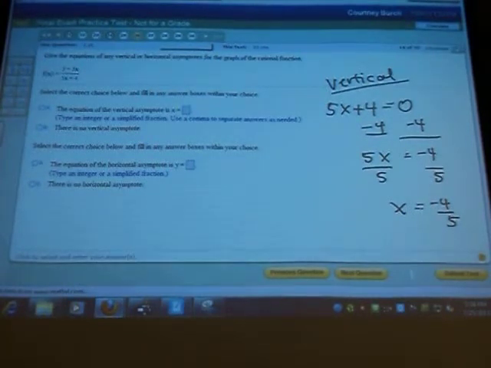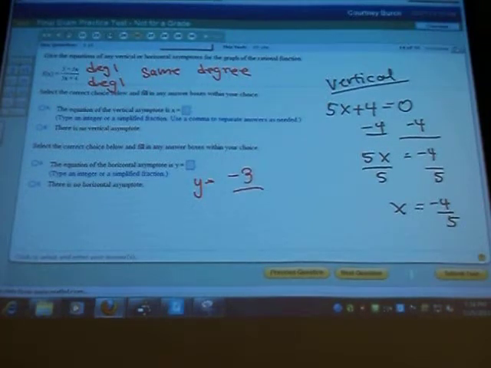Okay, for horizontal, I need to look at my degree. What's the degree of my numerator? 5 minus 3x, my degree is 1. What's the degree of my denominator? 1. What happens if I have the same degree? A over B. So my horizontal asymptote would be y equals negative 3 over 5. The leading coefficient on top is negative 3, the coefficient on the bottom is 5. So my horizontal would be y equals negative 3/5.